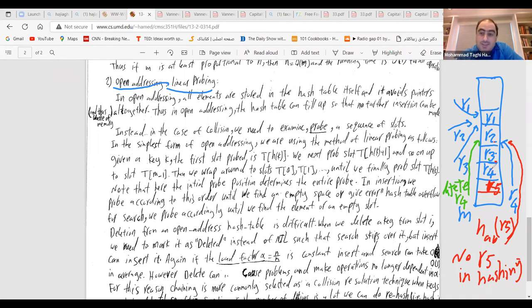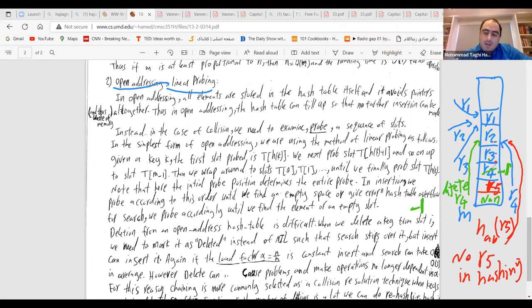But the issue is that when you delete, you should not make it empty. So we need to have another character. I will call it a special character, say -1, for example. If all of them are positive, then when you delete R4, you should not put it as NaN or empty. You need to put -1, which is different from NaN here.